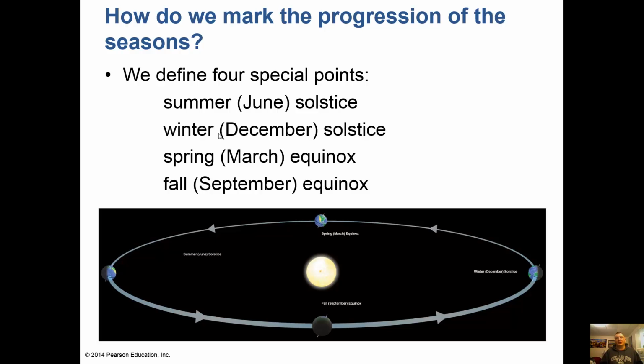So we have 4 particular points on our orbit around the sun that we mark the seasons with. The summer solstice is in June, the winter solstice is in December. Excuse me, solstice means the most amount of light or the most amount of darkness. It's the spring and fall equinoxes that we have in March and September. Equinox means equal, about 12 hours sunlight, 12 hours darkness, and that's when the sun is directly overhead the equator of the Earth. So we get equal day and night. Sorry for that.